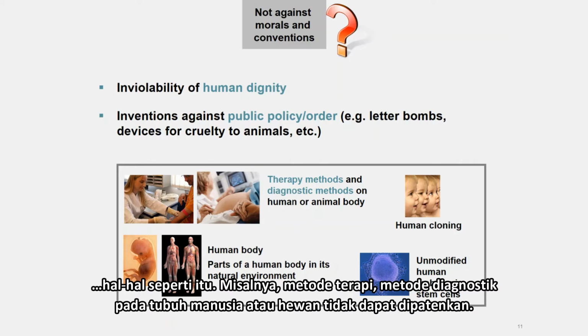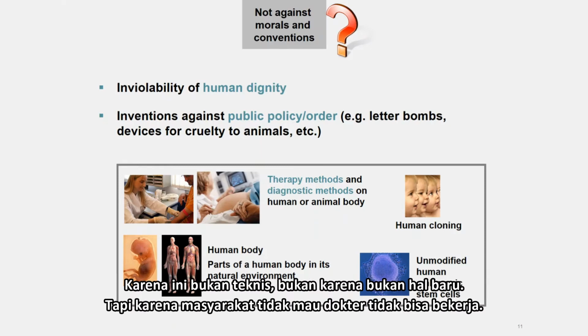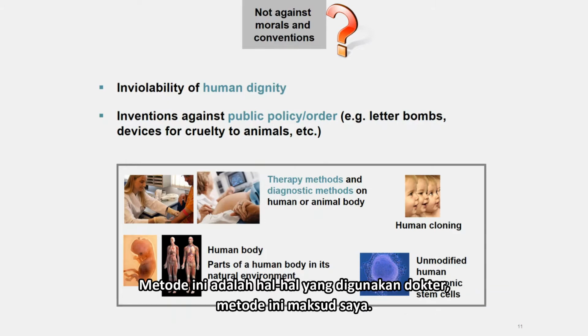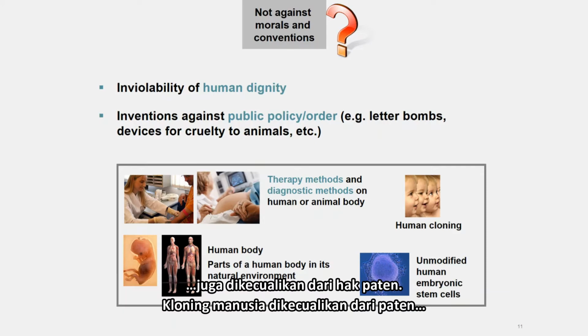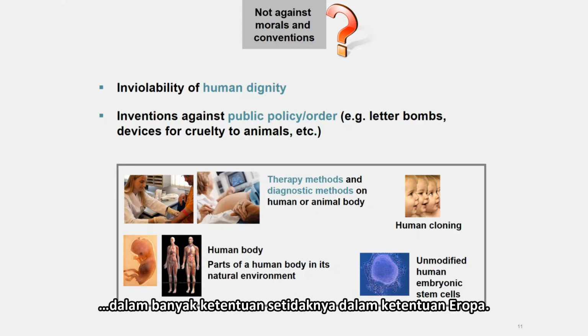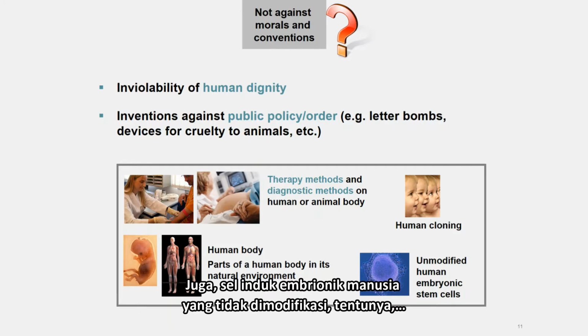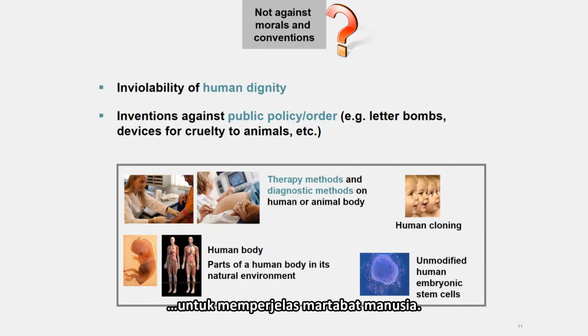For example, therapy methods and diagnostic methods on the human or animal body are not patentable. Not because it is not technical, not because it is not new, but because people did not want a doctor to be unable to work. These are methods that doctors are using. Then parts of the human body or the human body as a whole in the natural environment cannot be patentable. That is actually also excluded from patentability. Human cloning is excluded from patentability in many provisions, at least in the European provisions. And also unmodified human embryonic stem cells, of course, exactly in order to make clear the human dignity.